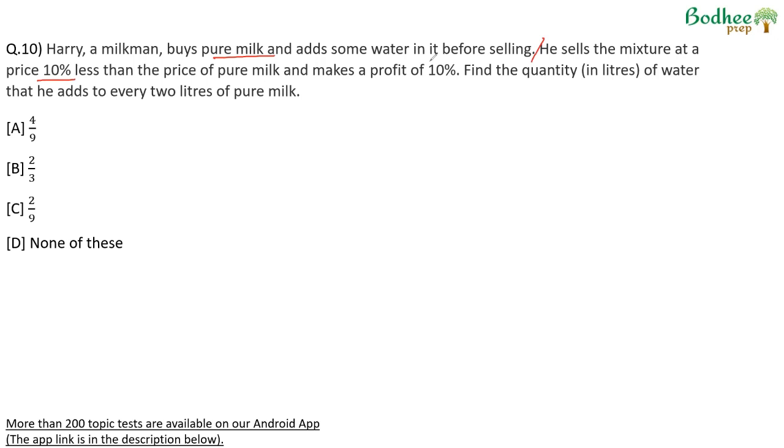He sells some water. He sells the mixture at 10% less than the price of pure milk and makes a profit of 10%. Again, something that is 10% less than the total will be 0.9 times the value. So after the discount, the selling price has to be a multiple of 0.9. Also, when we're making a profit of 10%, it has to be a multiple of the 1.1 multiplying factor. So what I'm saying is, we need a selling price which is a multiple of 0.99 using the multiplying factor.